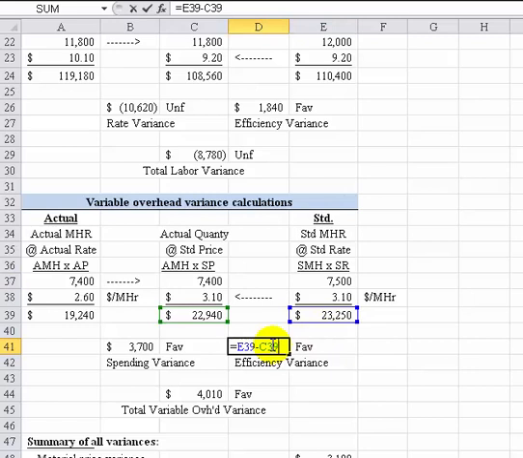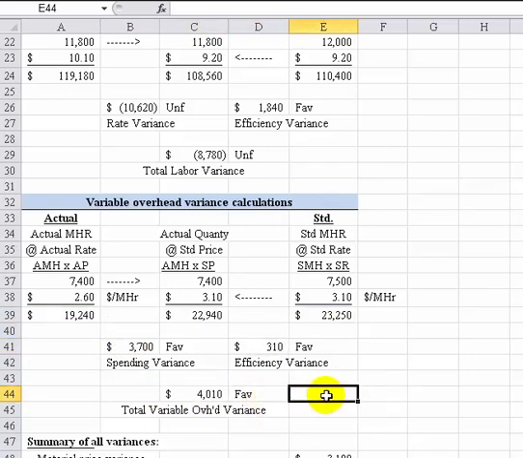So when we do that, we hit the F2, and that difference turns out to be 310. Now it's favorable because this number is lower than that number. Using this approach, whenever the number on the left is lower than the one on the right, it's favorable, right? It goes the other way, you have an unfavorable variance. So I've got 3,700 favorable spending, $310 favorable efficiency. Add the two together, and we come up with $4,010 of total variable overhead variance.